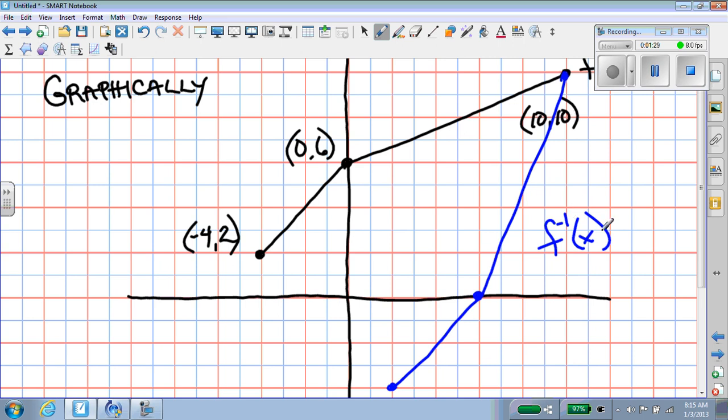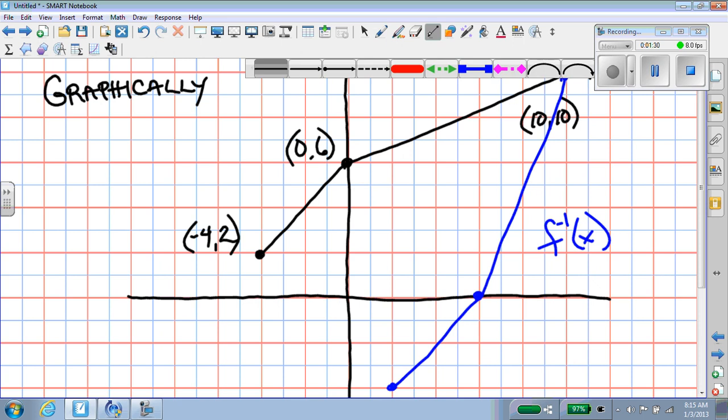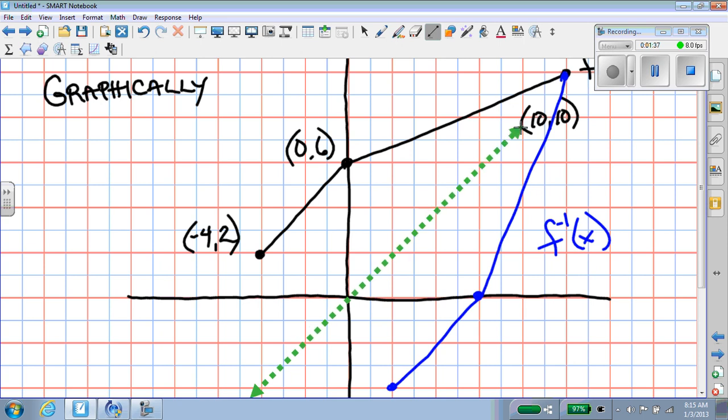If you look at this really carefully, and if I put in the line y equals x, you'll notice graphically that the inverse is actually a reflection over the line y equals x, because I've switched x and y. So the line y equals x is sort of a line of symmetry if they're both on the same graph at the same time.